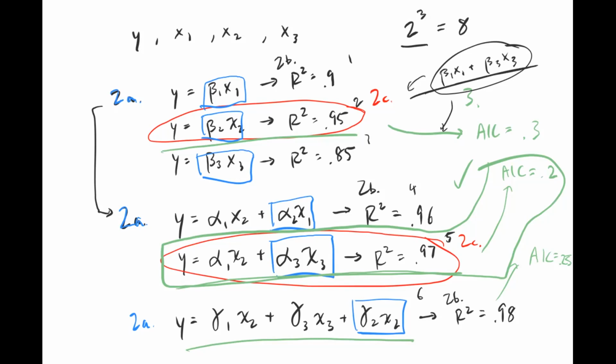Okay. Could I just ask something before you move on to the next slide? Yes. I didn't get the last step that you did. Like it's gamma 1 x2 plus gamma 3 x3 and then gamma 2 x2 again. Oh, sorry. It should be x1, right? Yeah, x1. Yeah, my bad.